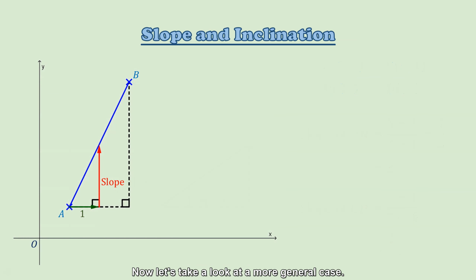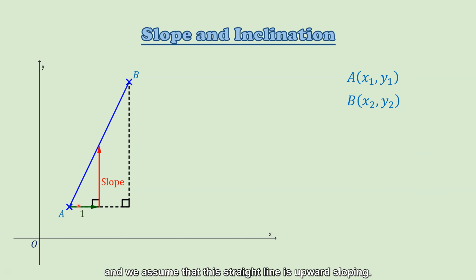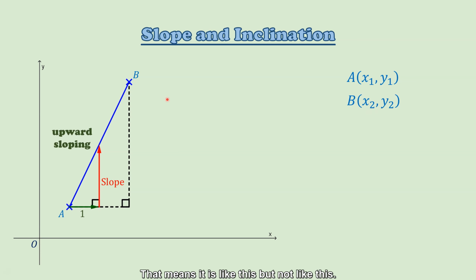Now let's take a look at a more general case. Suppose we have 2 points A and B, and the coordinates of A are x1 and y1, and the coordinates of B are x2 and y2. And we assume that this straight line is upward sloping. That means it is like this, but not like this. Then the length here is equal to y2 minus y1, and the length here is equal to x2 minus x1. As a result, the slope of this straight line is equal to y2 minus y1 over x2 minus x1.